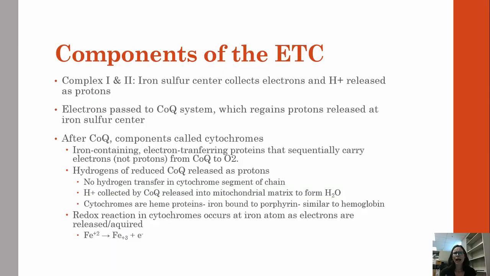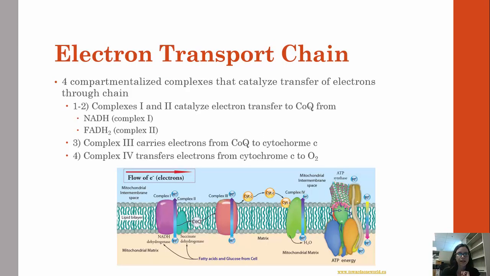Okay, so how does this work? How do they carry these electrons? Well, complex 1 and 2 have an iron-sulfur center that collects electrons, and hydrogen is released as protons. So let's go back to our picture for a quick second. It collects the electrons in the iron-sulfur center and pumps the hydrogens from inside the matrix to the intermembrane space. So this is the inner membrane, and then the outer membrane would be out here.